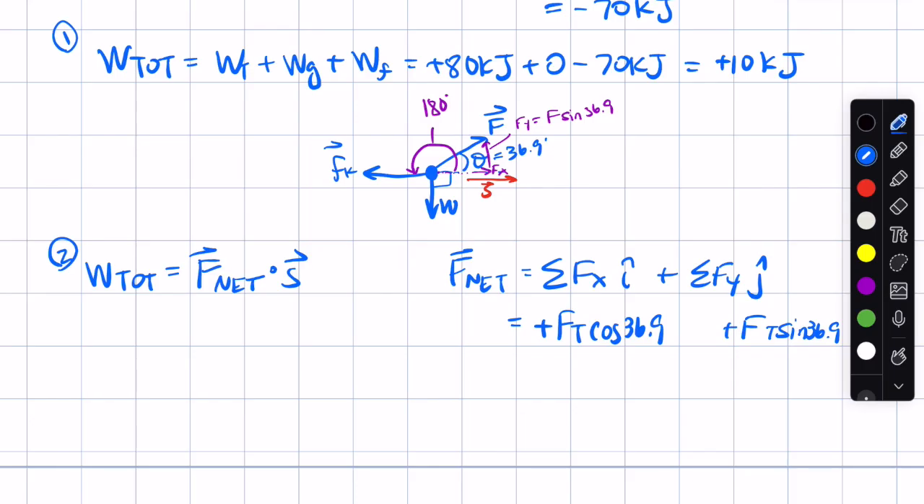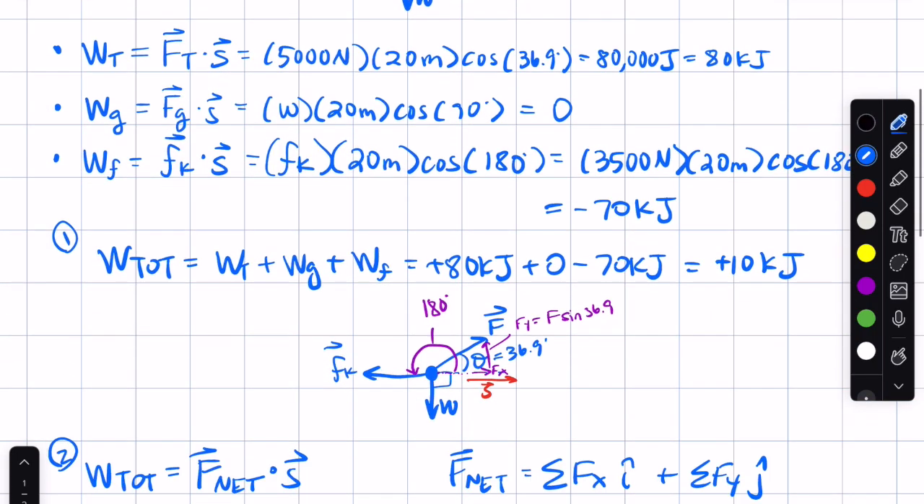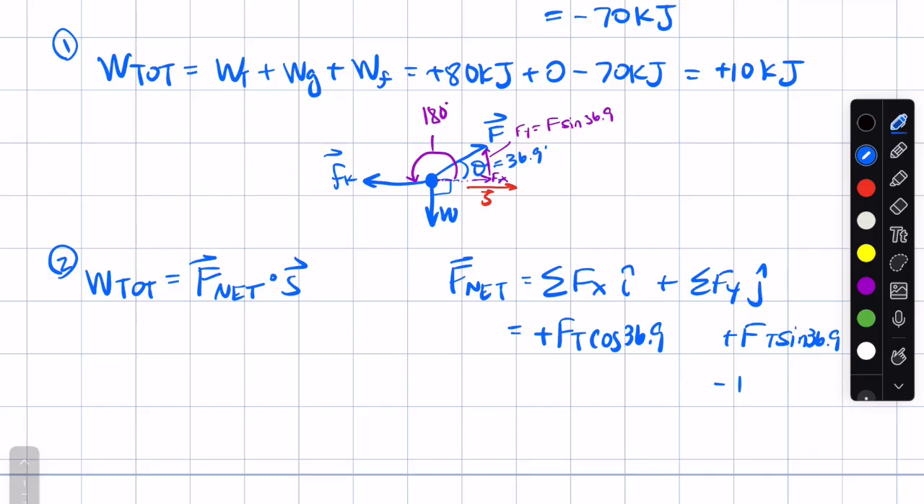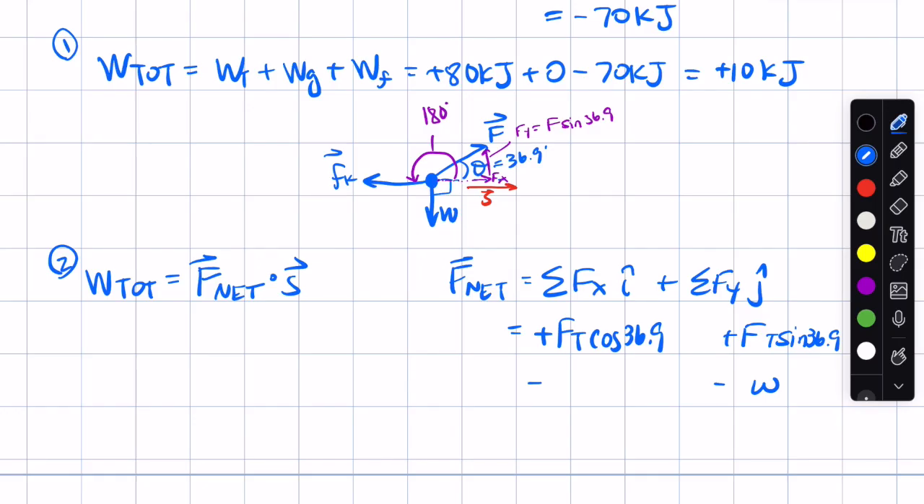There is no x component of the weight vector, but there is a y component for the weight vector, which is obviously mg. I believe that's told to us up here. That's 14,700. I'll just leave that as W for now, and we'll plug in all the numbers later. And then finally, the frictional force is in the negative x direction, so that is negative Fk.